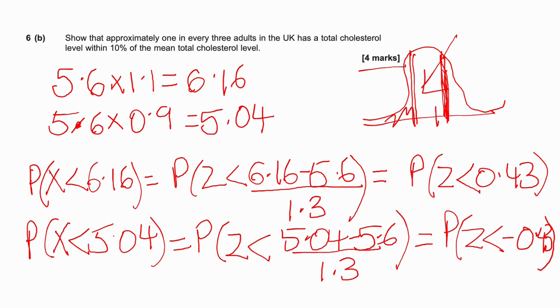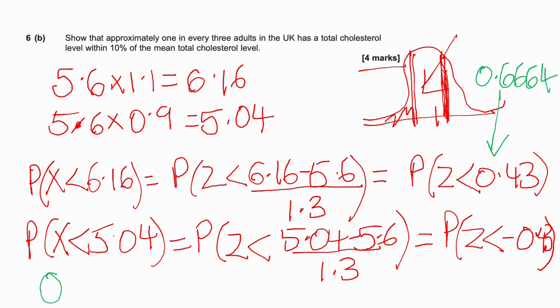So now what we're looking for is the difference between these. So the probability that z is less than 0.43, we can get that from our table, and we will get for that 0.6664. The probability that z is less than the negative number, we need to do 1 take away the probability that z is less than 0.43.